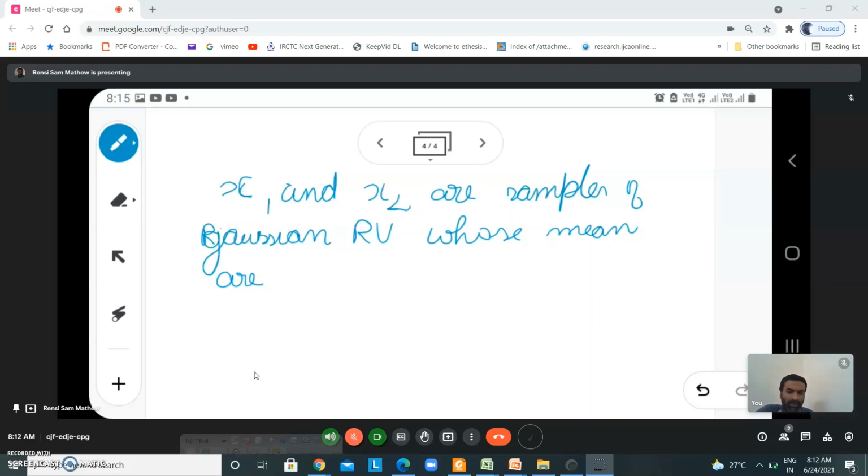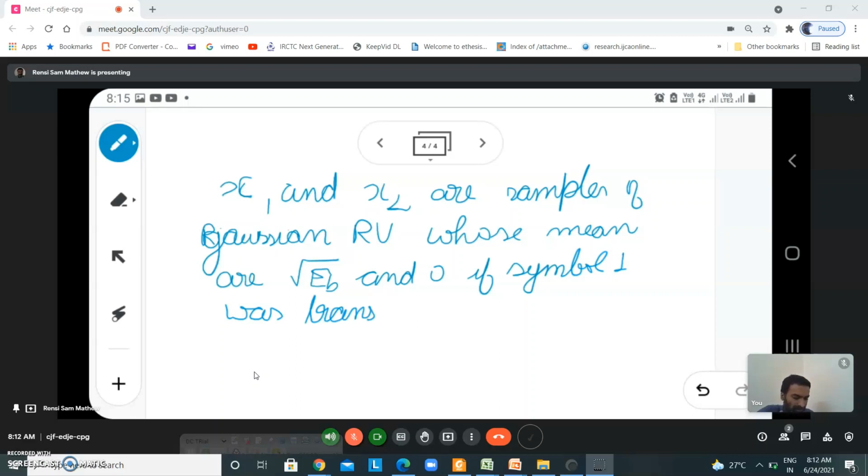What is the mean of x1 and x2? It will depend. The mean will be square root of EB and 0 if symbol 1 was transmitted, because we know when 1 is transmitted, the point is square root of EB comma 0. So the mean value of x1 will be square root of EB, and the mean value of x2 will be 0.